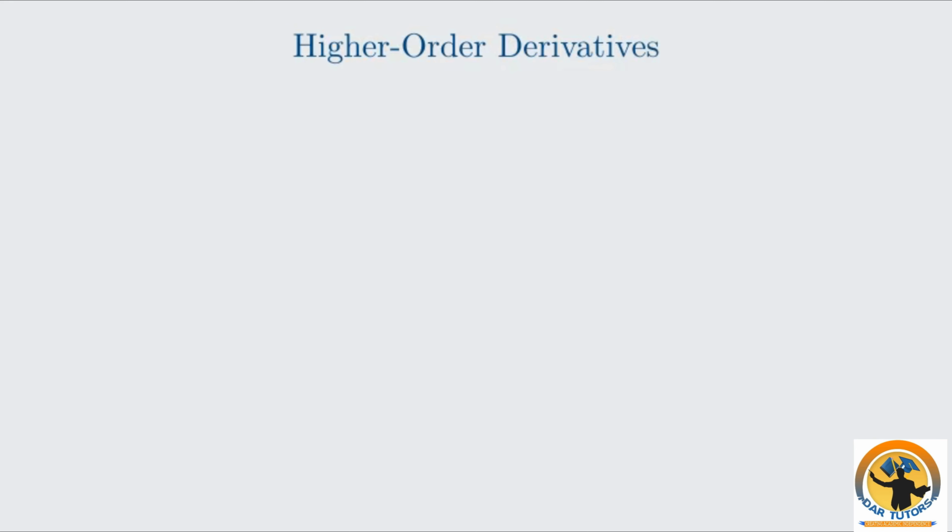We are already familiar with the first derivative, which we denote as f prime of x, y prime, or dy/dx. The first derivative, f prime of x, represents the instantaneous rate of change of the function f of x. The second derivative is the derivative of the first derivative. In other words, it's the rate of change of the rate of change.